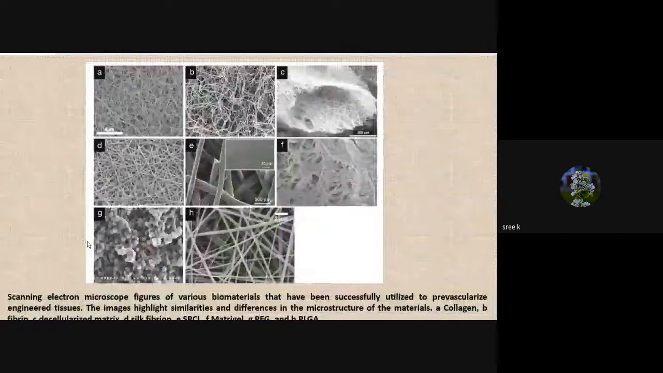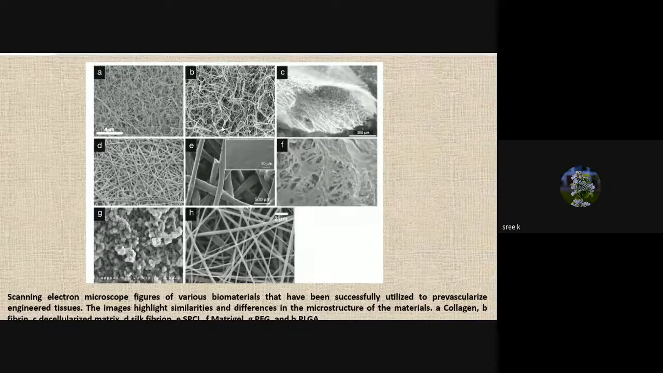So this is an example of different scanning electron microscopy. You can see the same material having different structures, and all the structures of different tissues can be easily identified, distinguished, and understood in terms of size, shape, and morphology from the scanning electron microscope.